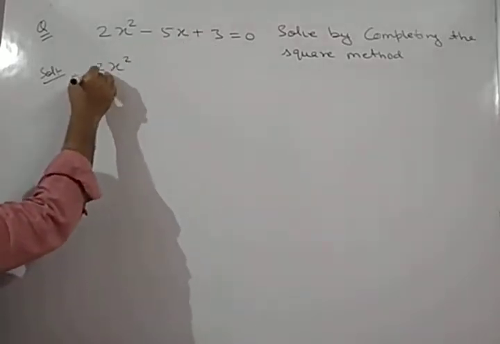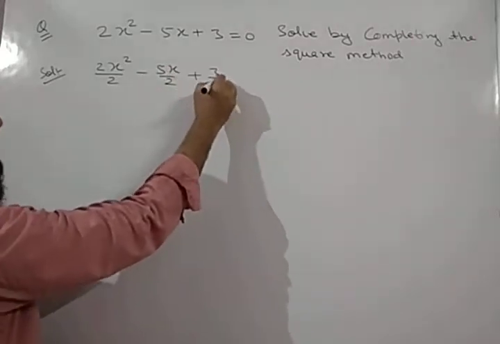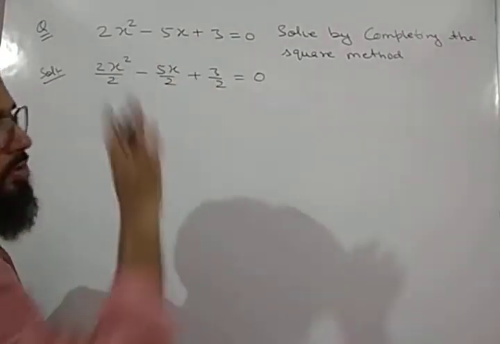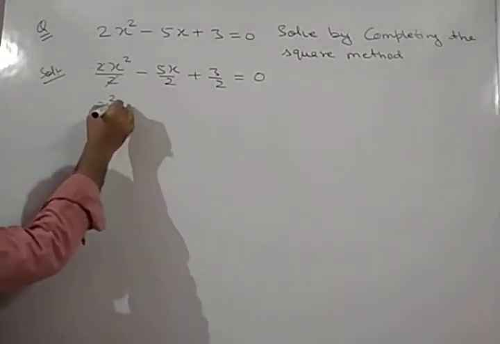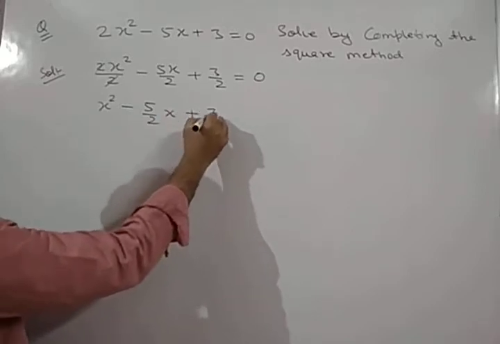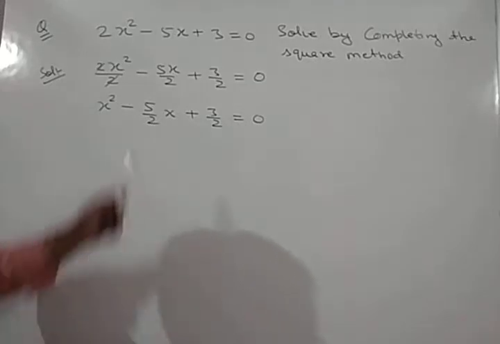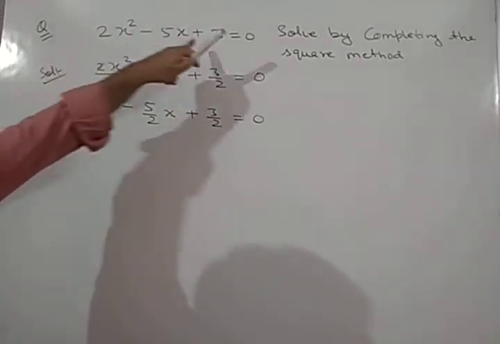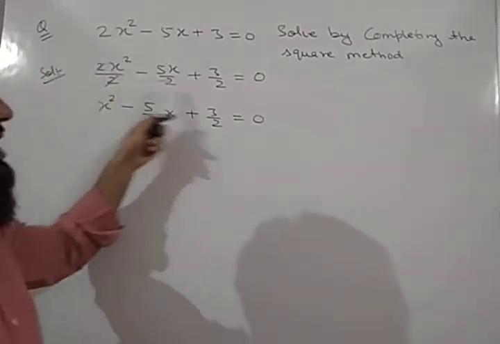It will be 2x square by 2 minus 5x by 2 plus 3 by 2 is equal to 0 upon 2, that will be 0. Now this 2 and 2 will be cancelled out. So the equation is now x square minus 5 by 2x plus 3 by 2 is equal to 0. Okay, so we have done the first step. We have divided the whole equation by the coefficient of x square, that is 2.